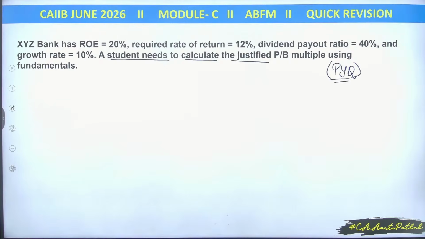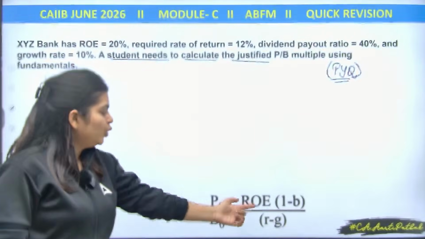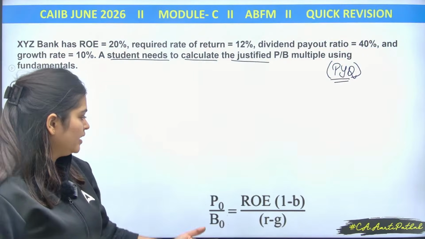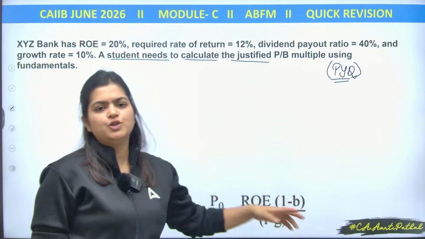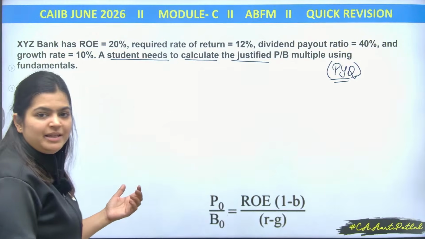We have different fundamentals given in your book, and those fundamentals are very important. We have PE multiple, PS multiple, and PB multiple. So what is the formula of it? Here is your formula as well: ROE, that is return on equity, into 1 minus B. B is your plug back ratio. What is this B?